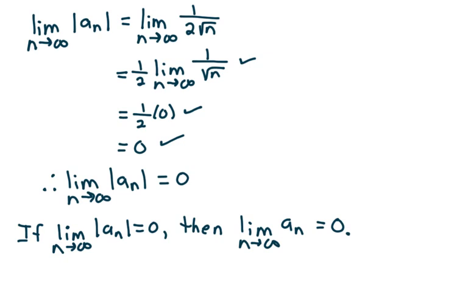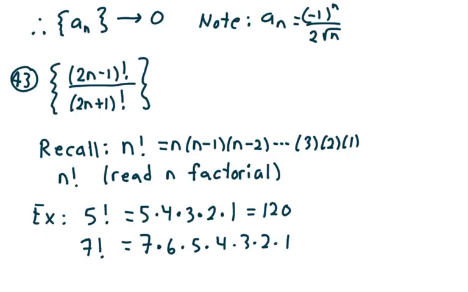And there's a theorem in the book that says if the limit as n goes to infinity of the absolute value of a sub n is equal to 0, the limit as n goes to infinity of a sub n equals 0. And so what we can say is that this sequence a sub n converges to 0. And remember, in the beginning we said that a sub n is negative 1 to the n over 2 times the square root of n.